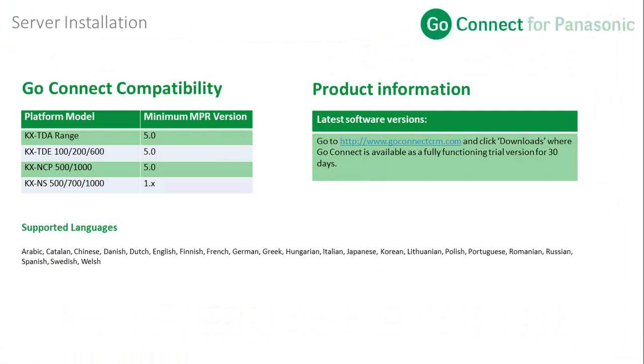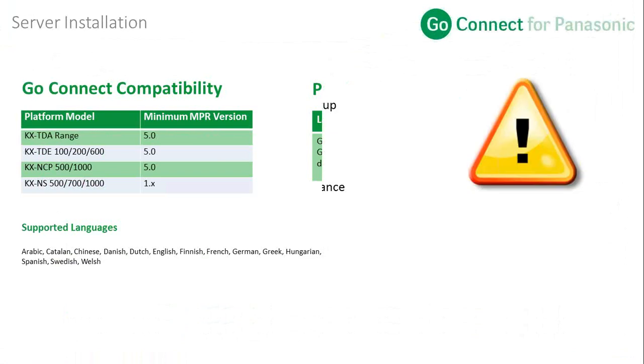We introduced the NS1000 last year to our list, and now we've got the NS500 and 700 on our list as well. You can see the minimum MPR versions here. And a reminder that when you're going to do the installation, you should go to the website and download the very latest version of the software, because we do introduce new versions of GoConnect periodically. And if you have a version on your memory stick, it might actually be out of date by the time you get to a customer's site, and therefore potentially not supported.